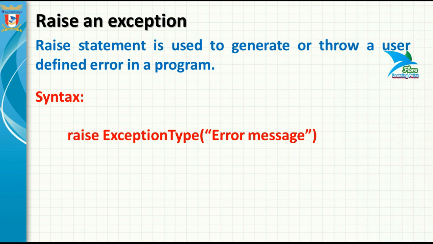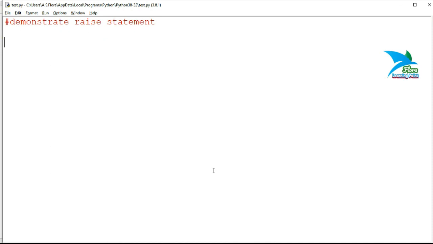So that is the use of the finally block. Next, we'll discuss the raise statement in Python. The raise statement in Python is used to generate or throw a user-defined error in a program. By using this statement, we can customize the error message generated by the system when some kind of exception occurs in a program. With the help of this statement, you can define your own error message belonging to some specific type of exception.